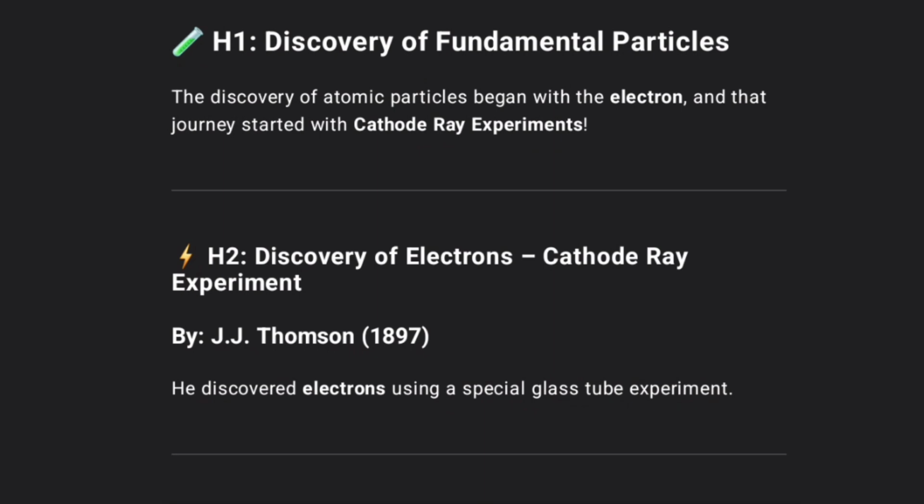Discovery of fundamental particles. The discovery of atomic particles began with the electron, and that journey started with cathode ray experiments. Discovery of the electron: an experiment by J.J. Thomson, 1897. He discovered electrons using a special glass tube experiment.